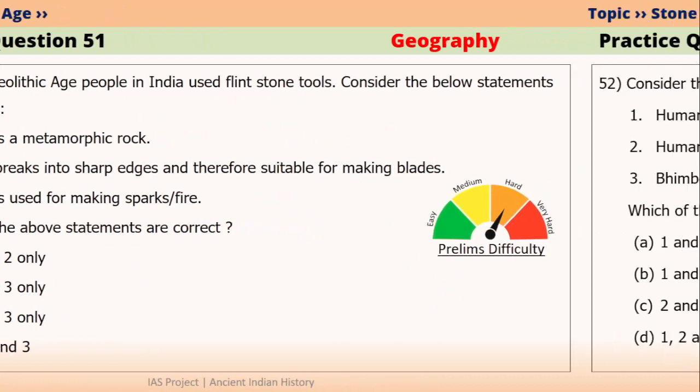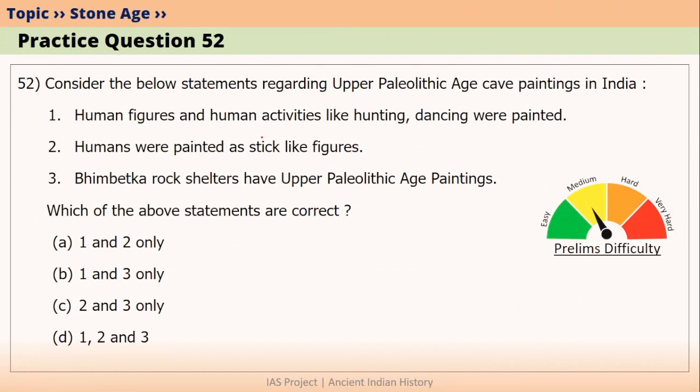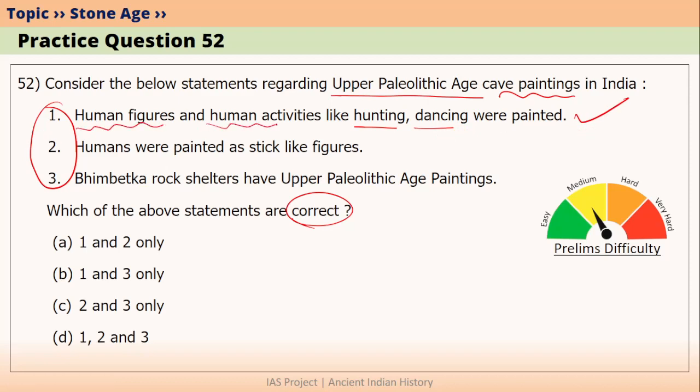Option C. The next question is, consider the below statements regarding upper Paleolithic age cave paintings in India. 3 statements have been given here. The question is, which of the above statements are correct? The first statement is, human figures and human activities like hunting, dancing were painted. This is correct because generally if you refer to any Stone Age paintings, these are the common themes, human figures as well as human activities like hunting and dancing. This is seen in Bhimbetka also.